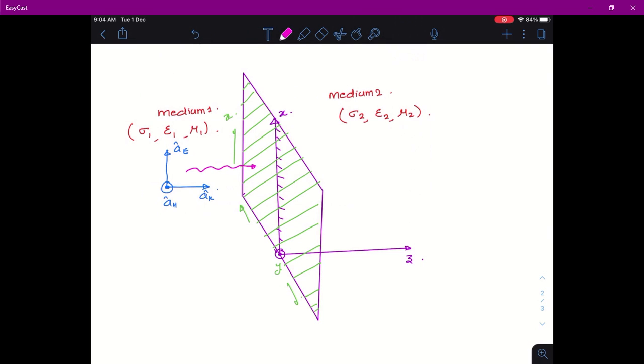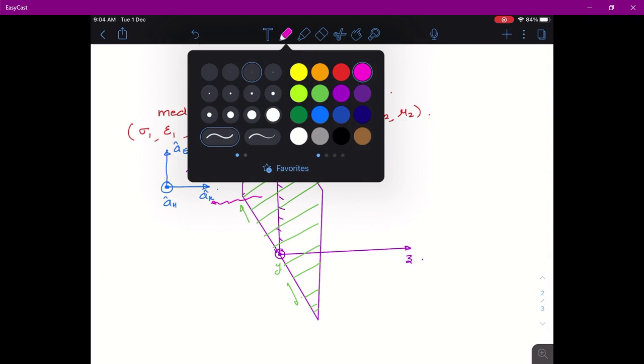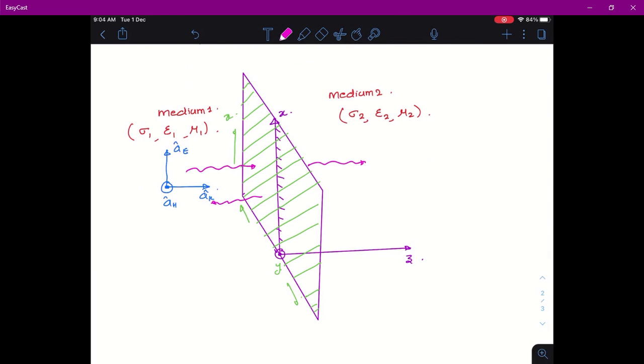Now some of the wave will get transmitted and some of the wave will get reflected. Here we are assuming that the wave is incident normally. Normally means the incident wave is incident at 90 degrees, so the wave just comes and is incident. Similarly, some wave will transmit and some wave will reflect. So this is the incident wave. This is a transmitted wave.